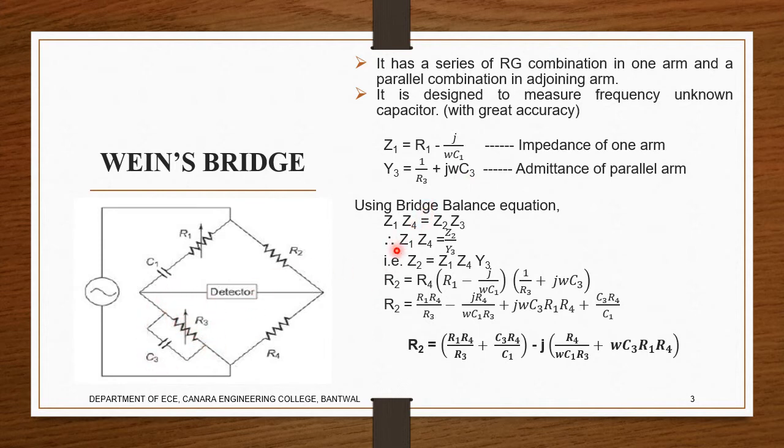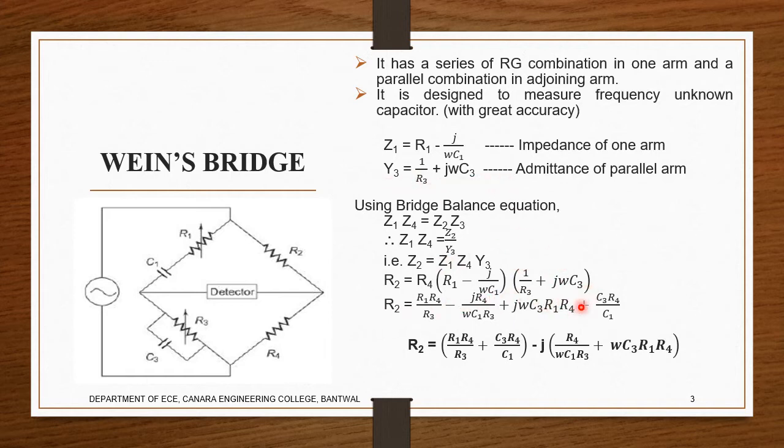Here we are using Z1 into Z4 is equal to Z2 into Z3, the same bridge equation. So Z1 into Z4 is equal to Z2 by Y3, because Z3 is equal to 1 by Y3. So Z2 is equal to Z1 Z4 into Y3. Substituting, R2 is equal to R4. Z4 is equal to R4. Z1 is R1 minus 1 by omega C1. Then Y3 is 1 by R3 plus j omega C3.